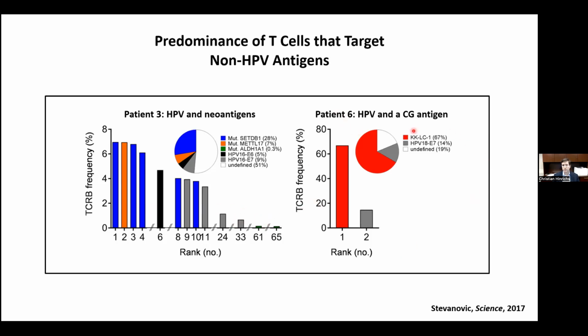Patient 6 was similar but different. Similar to patient 3, this was another patient with a complete response, and the top ranked clonotype did not target an HPV antigen. It targeted KTLC1, which is a cancer germline antigen. I'll come back to this in a minute as I talk more about bench to bedside and back again research. But the second ranked clonotype did target HPV.